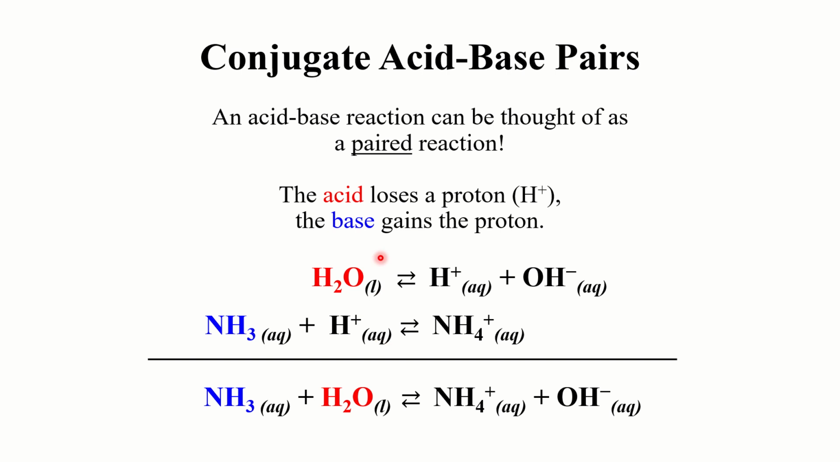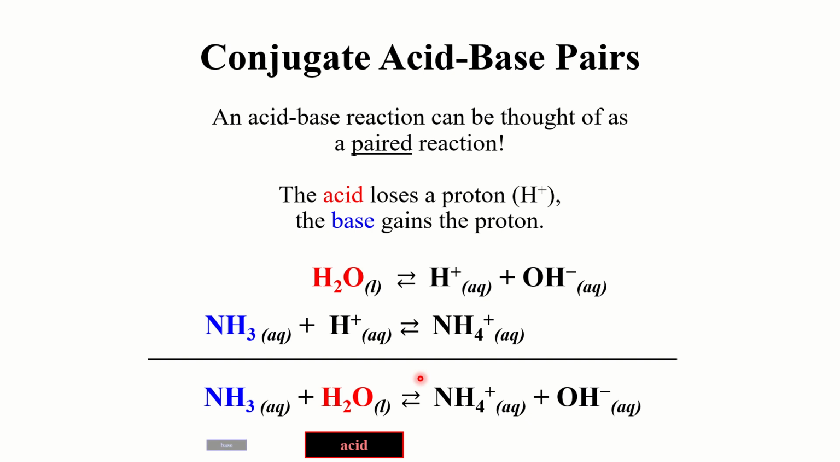So you could split this into half reactions, where you could say H2O gives off an H plus and OH minus, and then NH3 accepts an H plus to form NH4 plus, and then recombining those two half reactions would give you that overall acid-base reaction we saw on the previous slide.